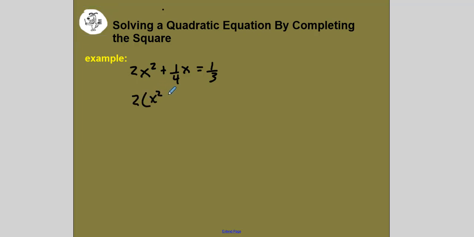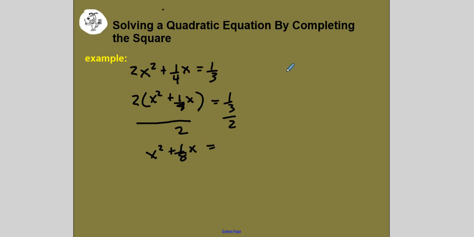So I've got 2 quantity x squared plus, to get 2 times what is 1/4? Well, that has to be 2 times 1/8 x, because 2 times 1/8, 2/8 reduces to 1/4. So 2 times 1/8 x is 1/4 x, and that's going to equal 1/3. So now we're going to divide everything by 2. So I get x squared plus 1/8 x on the left side.